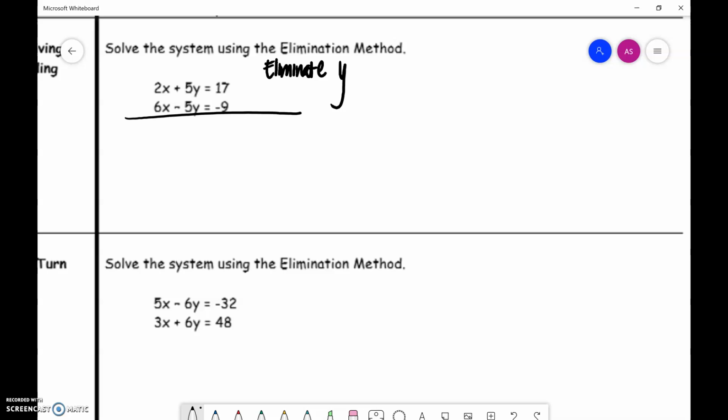So what's going to happen is I'm going to combine my two equations from bottom to top. I'm going to add 2x plus 6x, that gives me 8x. And if I do 5y minus 5y, that cancels out, so that y is eliminated. Then I have 17 minus 9, and that gives me 8. Then I have an equation with just x, so now I can continue to solve by dividing by 8, and I have x equals 1.